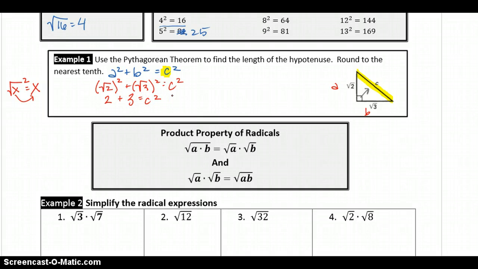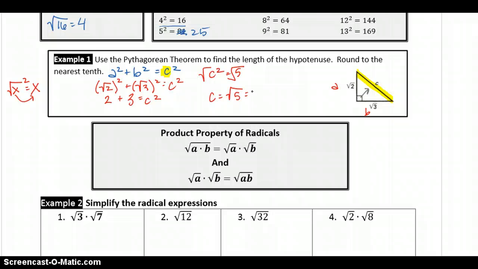So 2 plus 3 equals c squared. So c squared equals 5. Now to solve for c, remember to undo a square, we use a square root. So we square root both sides, and we get that c is equal to the square root of 5. Now go ahead and plug this into your calculator. It asks us to round to the nearest tenth.